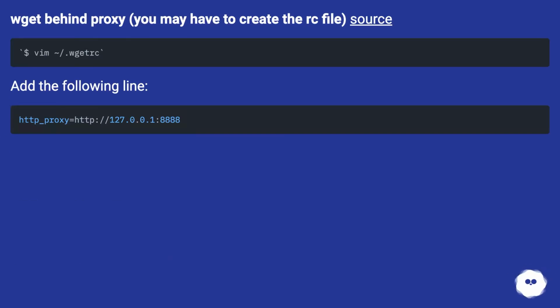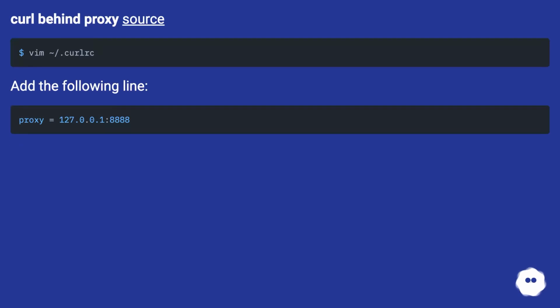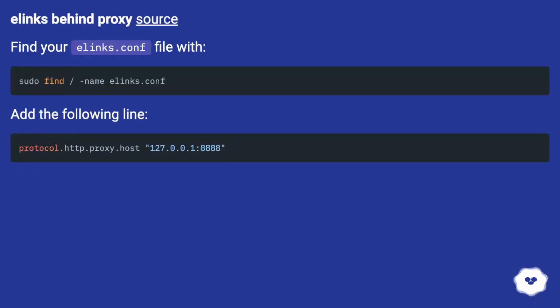Wget behind proxy: you may have to create the rc file. Add the following line. Curl behind proxy: add the following line. Elinks behind proxy: find your elinks.conf file with the following. Add the following line. Not sure about BlueCrab.